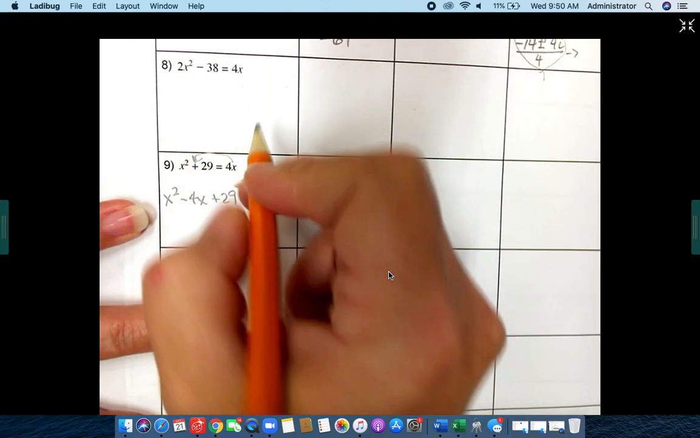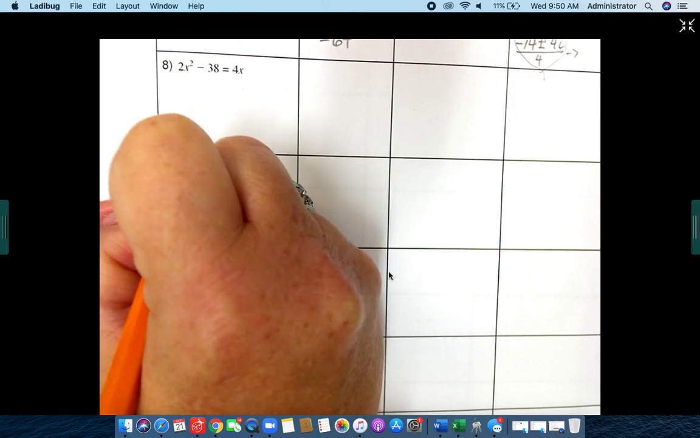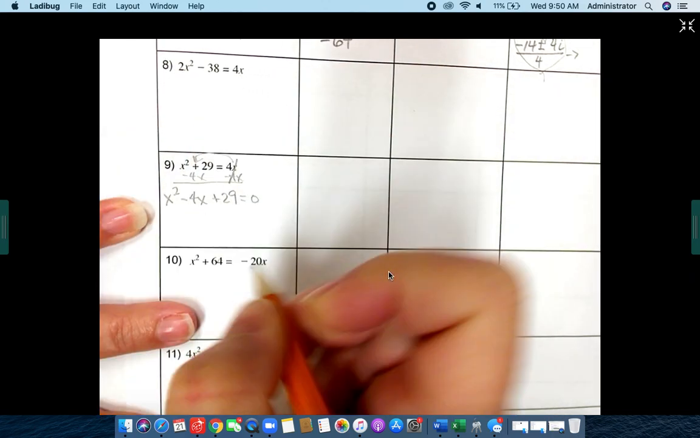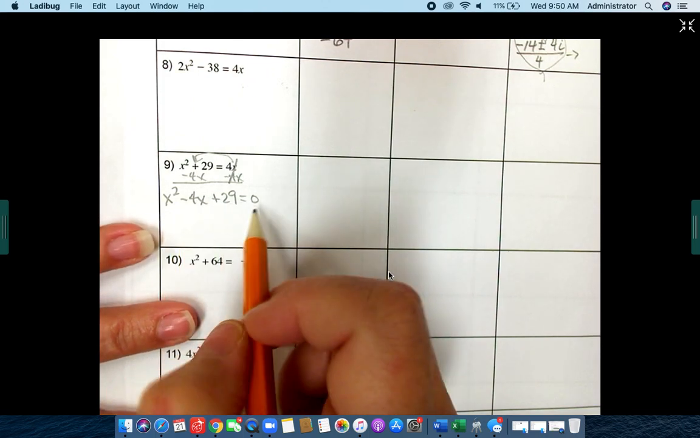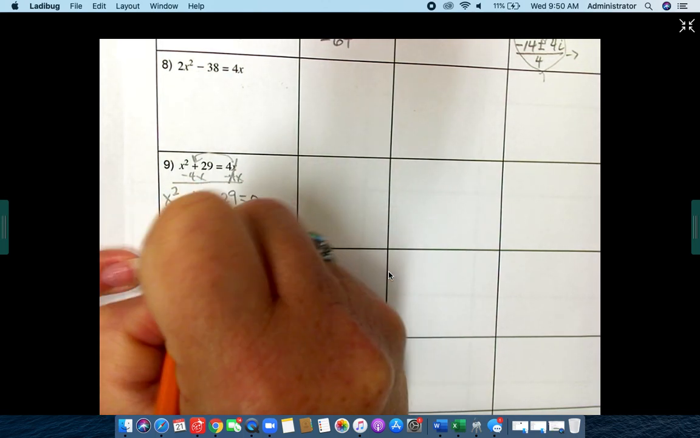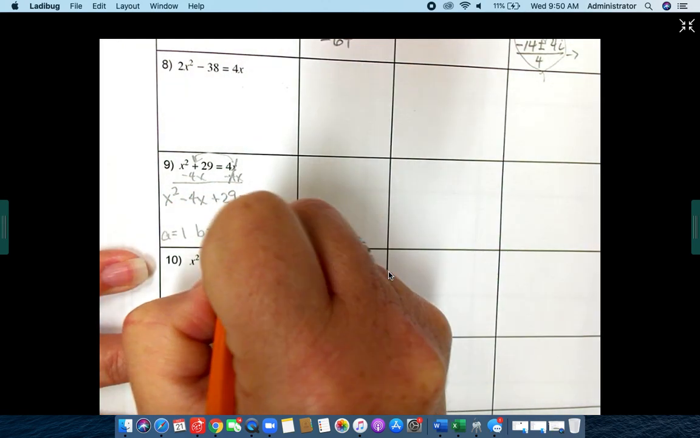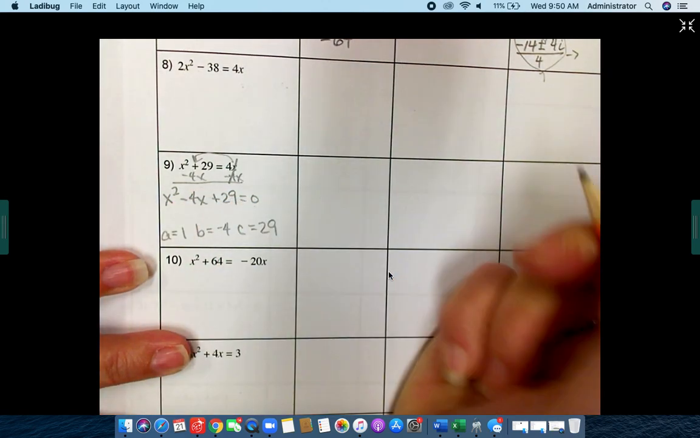So if you aren't quite catching on to what I'm even doing here, I'm still just subtracting 4x from both sides so it's equal to 0. I just need to put it in my ax squared plus bx plus c order. So a is 1, b is negative 4, c is 29.